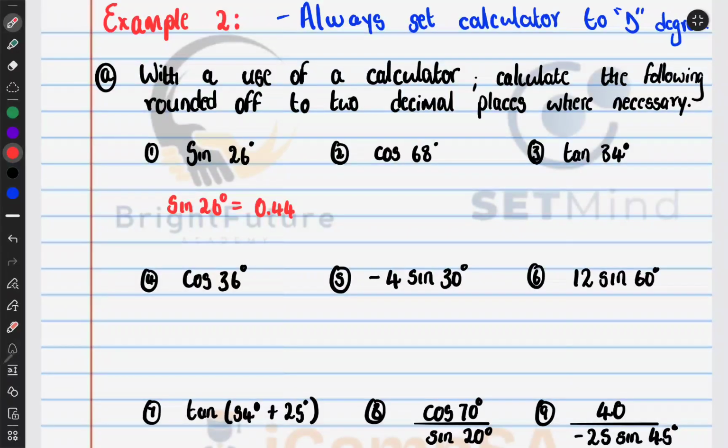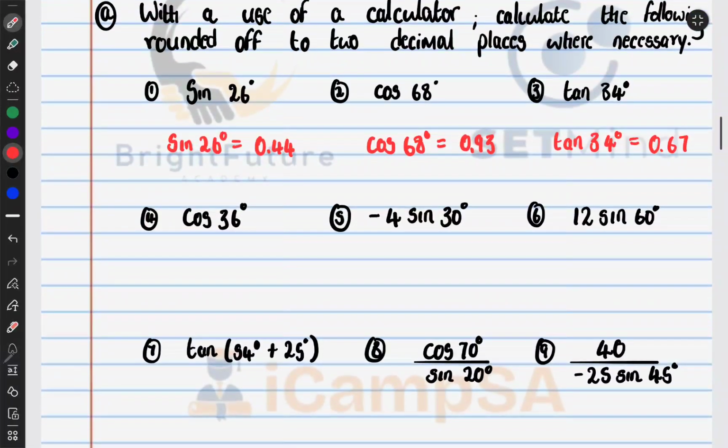And then next we have cos 68. You punch it in the calculator and you're going to get cos 68 degrees is equal to 0,93. And then we have tan 34. You punch it as it is on your calculator: tangent of 34 degrees is equal to 0,67. Next we have cos 36. Cos 36 is 0,809, rounded off to 2 decimal places.